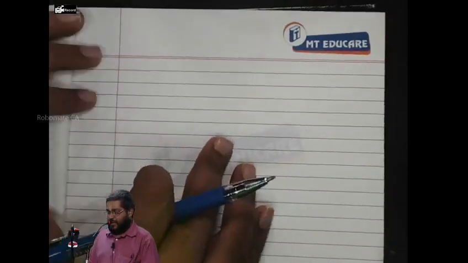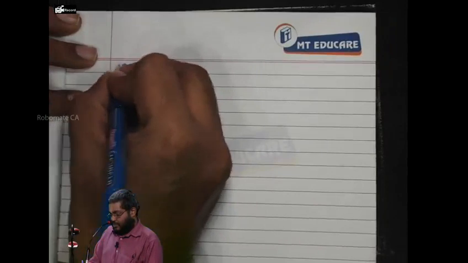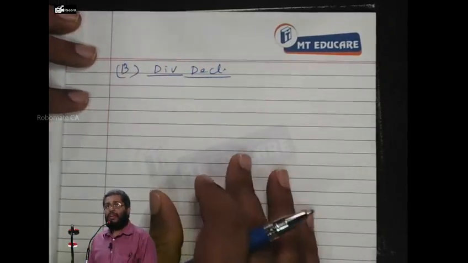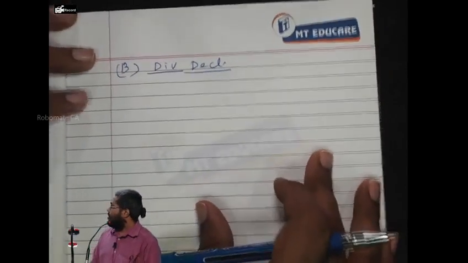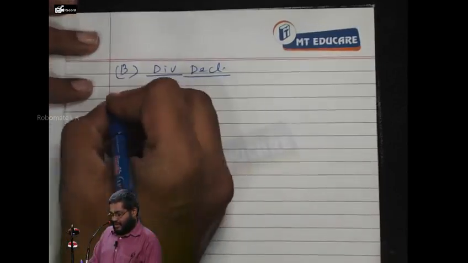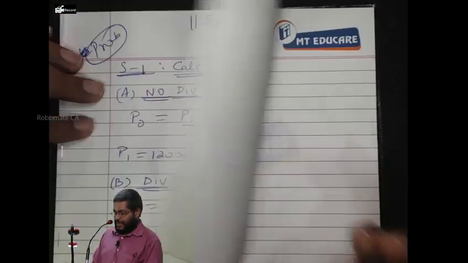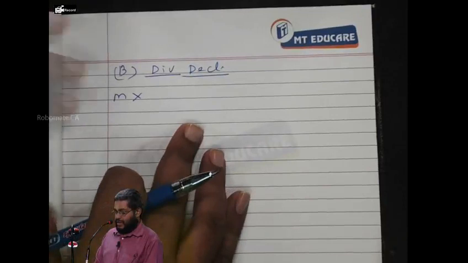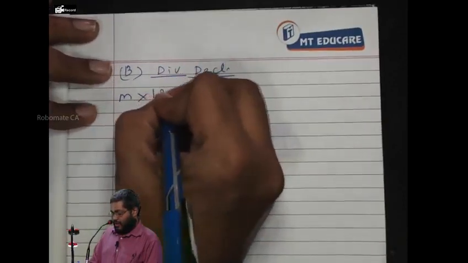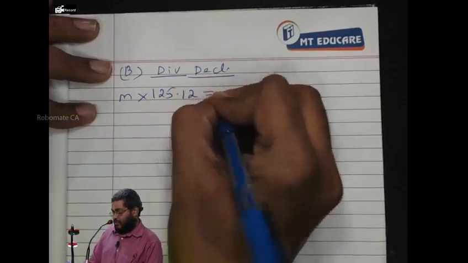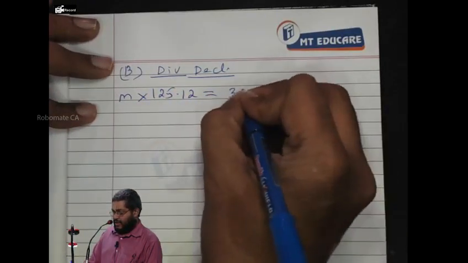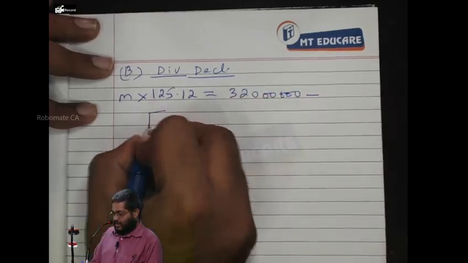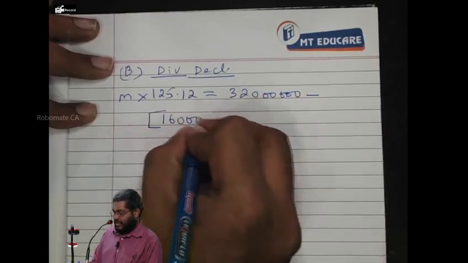Next, capital B, dividend declared. Shall we start now? Tell me, M into what is P1 when dividend is declared? 125.12. M into 125.12 is equal to what is the investment? 3 crores 20 lakhs minus what is earnings? Tell me. 1 crore 60 lakhs.